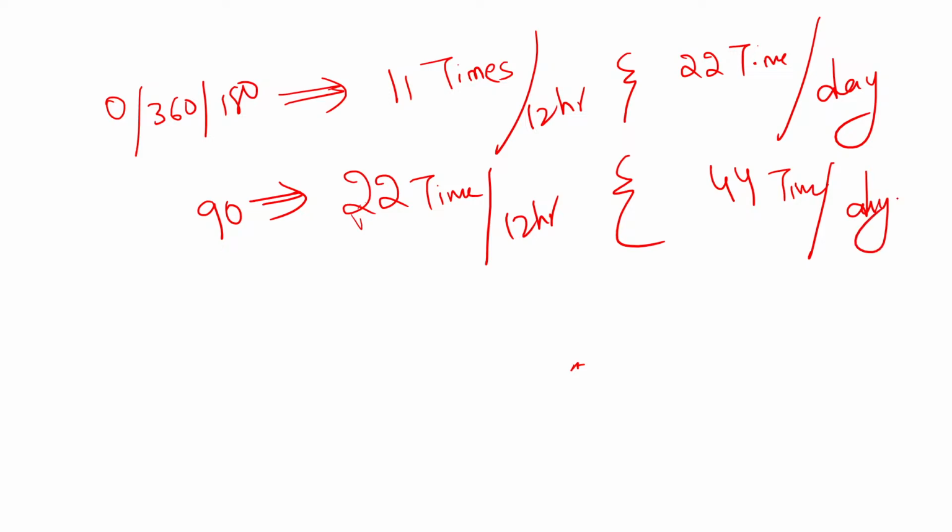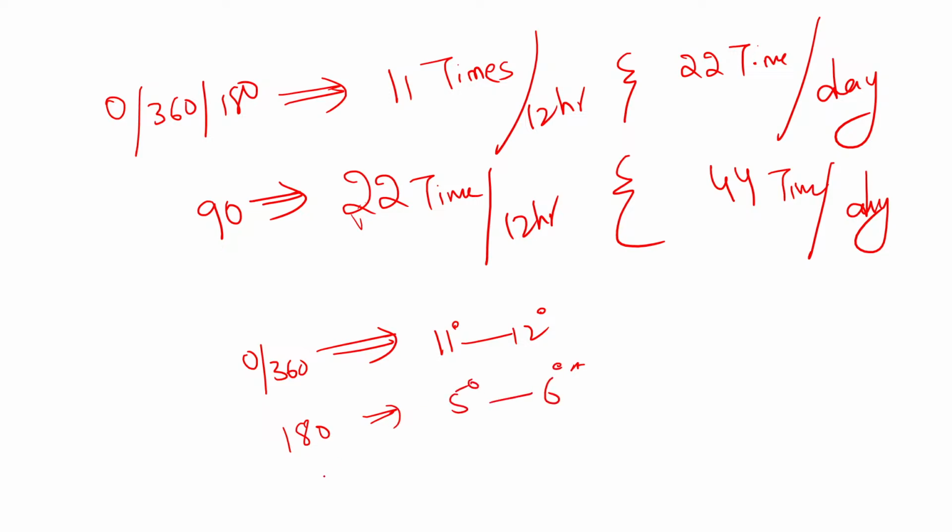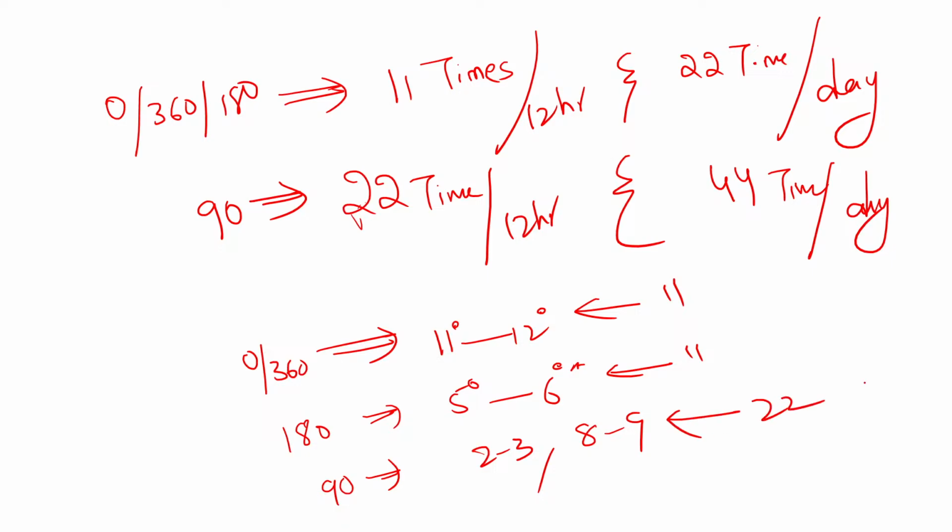That's it. So 0 or 360 you are going to miss in between 11 o'clock to 12 o'clock. 180 you are going to miss in between 5 o'clock to 6 o'clock. 90s you are going to miss in between 2 and 3 one time and 8 and 9 one time. So that's why, for every 12 hours you are going to get 11 times here, 11 times here and 22 times here. But if he is asking in a day, you have to double your answers. Look at the problem once. If it is clear, type Y.